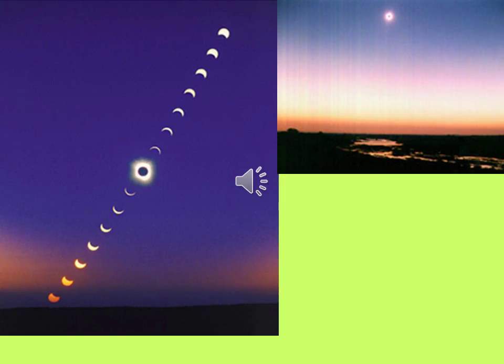What happens during that time is that because it gets dark, birds usually get confused and begin to nest. Sunflowers close their blossom, and Chinese astronomers get beheaded. That last one is a true story.